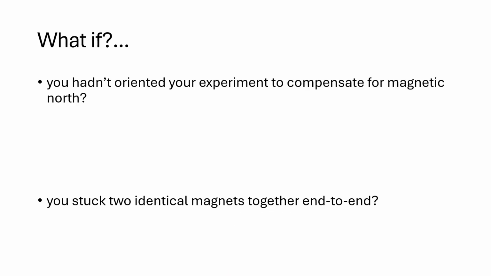Now for the what if questions. What if I hadn't oriented the experiment to compensate for magnetic north, and what if I stuck two identical magnets together end to end? Firstly, if the experiment was not aligned with magnetic north, the Earth's field would interfere, causing an offset in measurements and underestimating the slope n, meaning that the only way this experiment could work properly and give you accurate values is if you compensate for magnetic north.